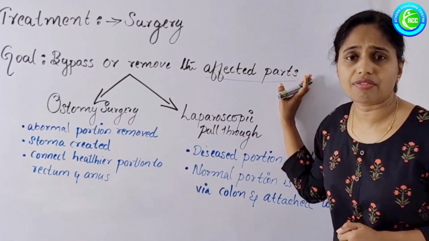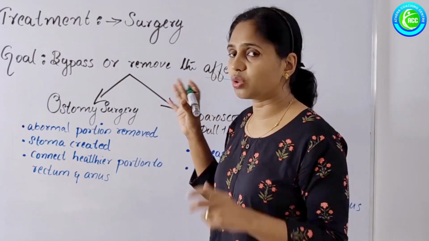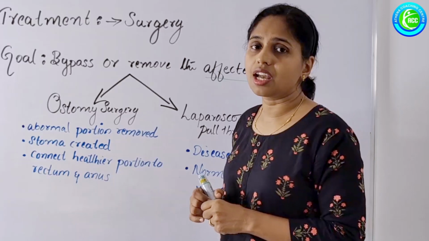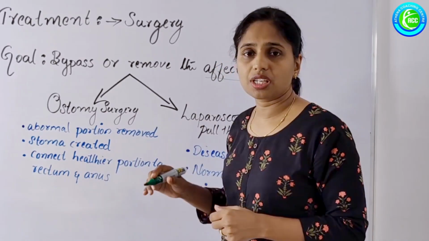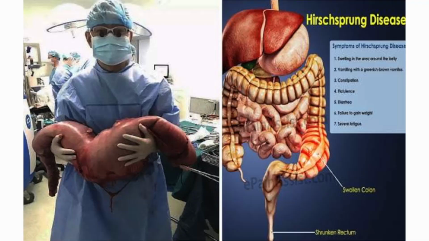What is considered as an affected part? The area in which neuron cells are absent. So that particular area needs to be removed and the remaining colon we consider as normal, and normally the surgery is done through two manners, that is ostomy surgery and laparoscopic pull-through.